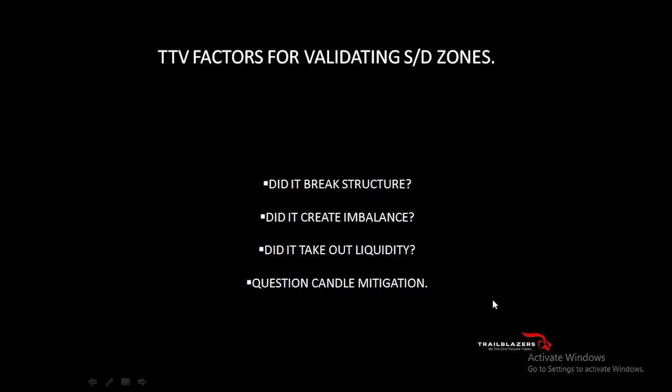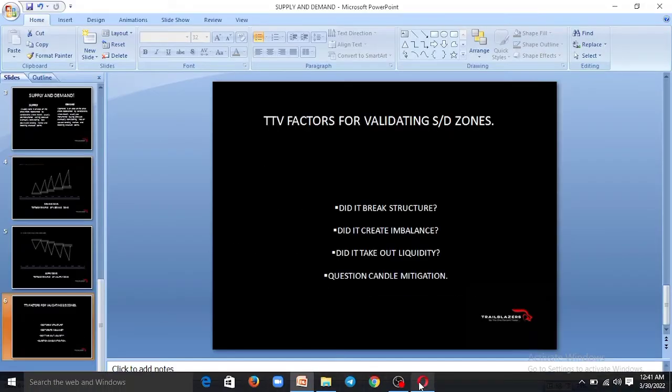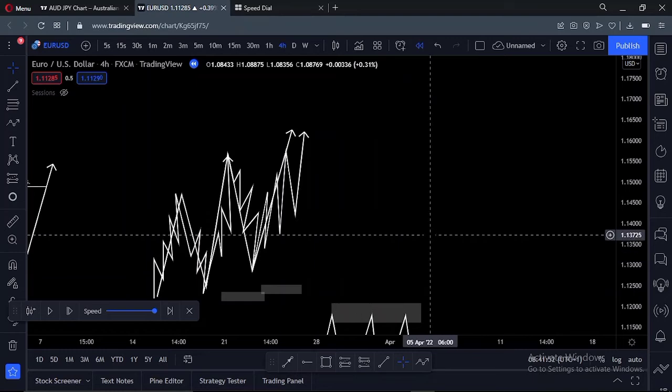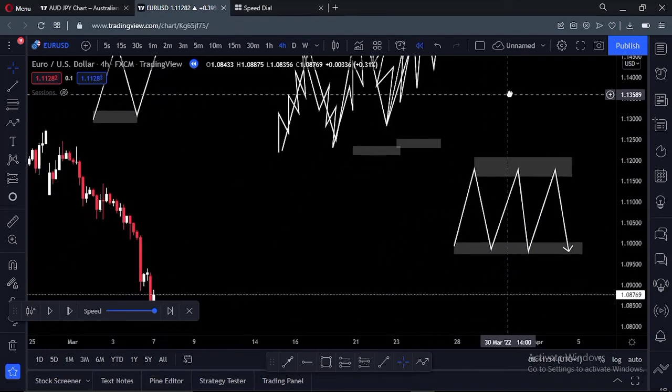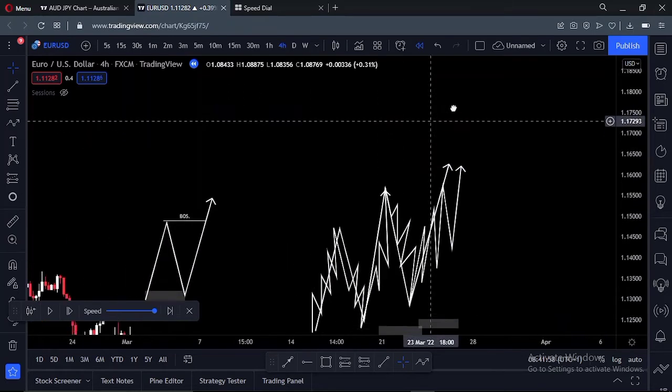And factors for validating supply or demand zones. Now, did the zone break structure? Did it create imbalance? Did it take out liquidity? And you question the candle mitigation. Now, let me take you back to my charts and try to explain what I mean by supply and demand zones.